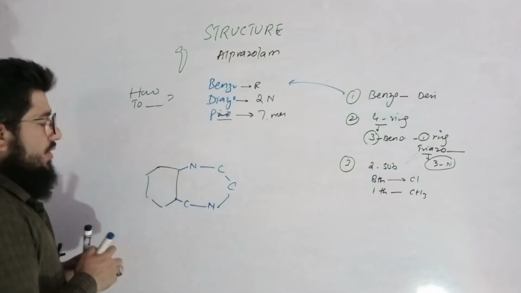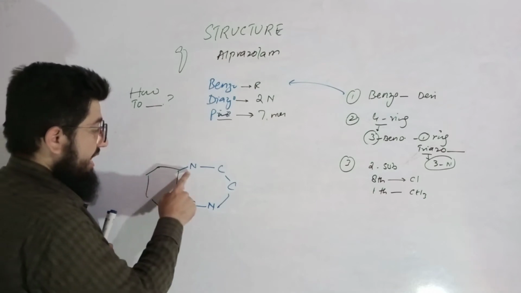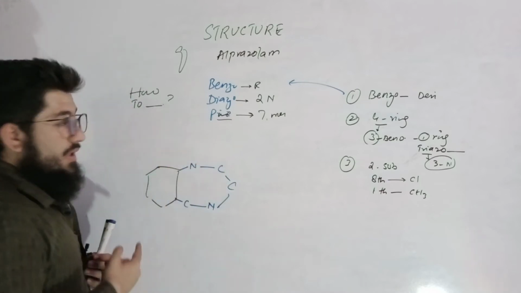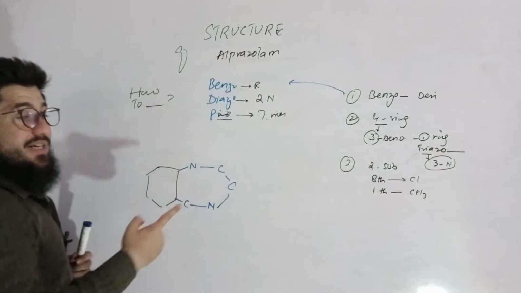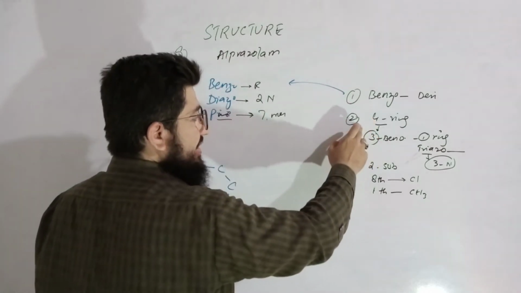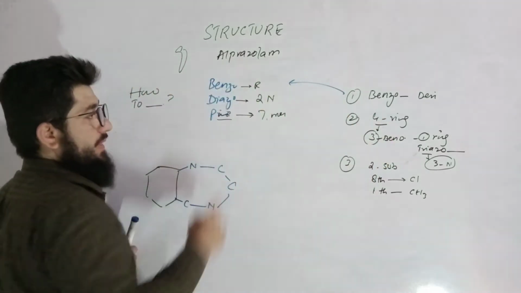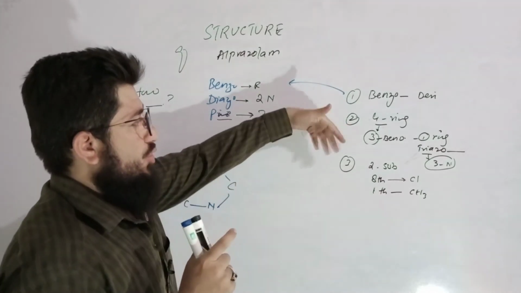So we got now a six-member ring structure, and here we got 1, 2, 3, 4, 5, 6, 7-member ring. Got it. Now in the benzodiazepines we have discussed that we have three rings. In the second point, we have four rings in the alprazolam. So these are the points. I hope you guys have the idea that I told you in the beginning.